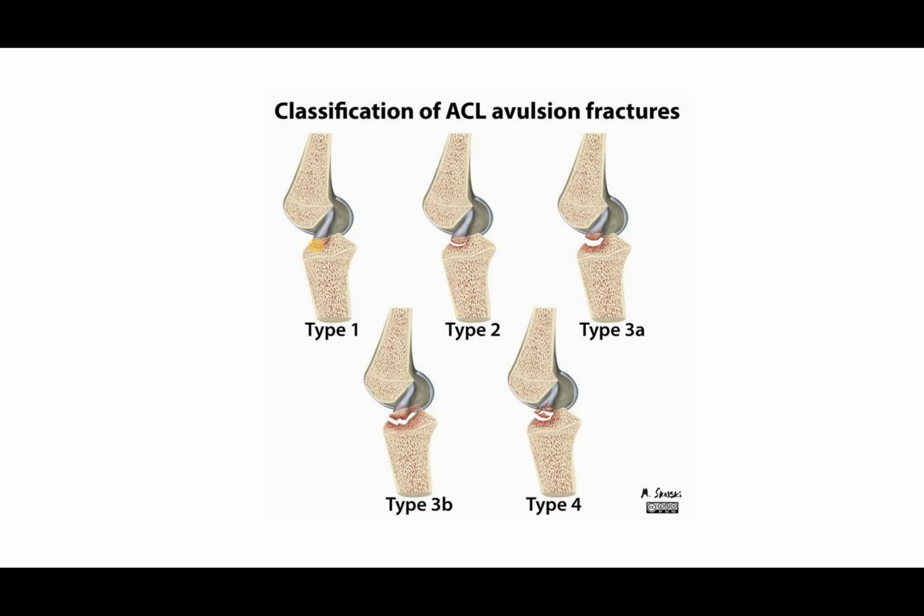And depending on the degree, type 1, 2, 3, and 4 is going to be how they're going to classify it. So your usual suspects, typically a type 1 is mild, and the bigger the number means severe, and everything in between. So type 1 would be a minimal avulsion fracture, and type 2 a little bit bigger, type 3 a little bit bigger, type 3B bigger, and then type 4 fragmented. Okay.